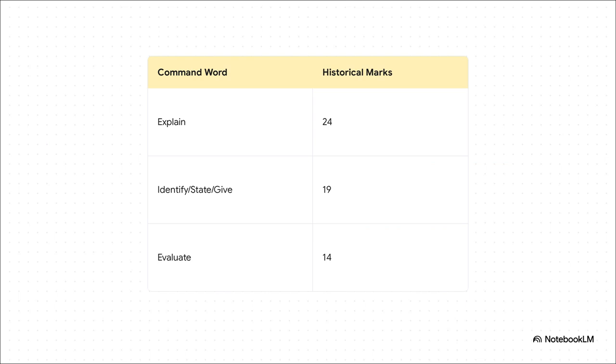And this right here, this just proves the point. Look at the top command words they've used since 2018. Explain is massive. They want you to show the what and the why. But look at evaluate. That's the one that often brings the highest marks in a single question. So knowing how to structure an evaluation, well, it's a total game changer.